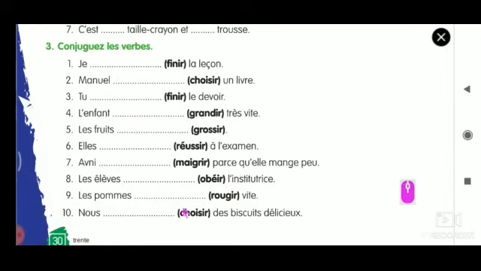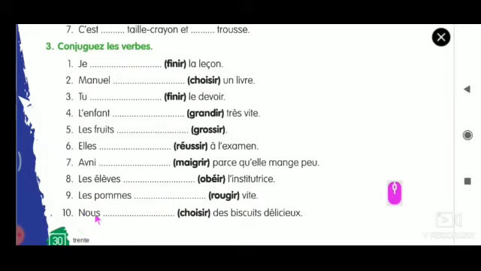Les pommes dash rougir vite. Les pommes rougir. Rougir, third person plural, R-O-U-G-I-S-S-E-N-T. Les pommes rougissent vite.